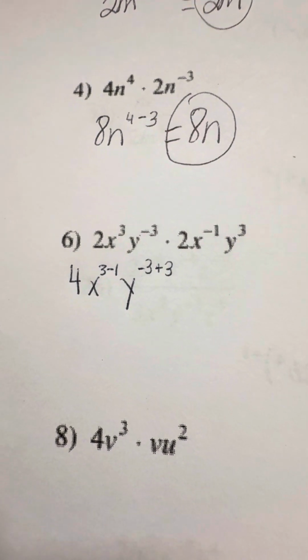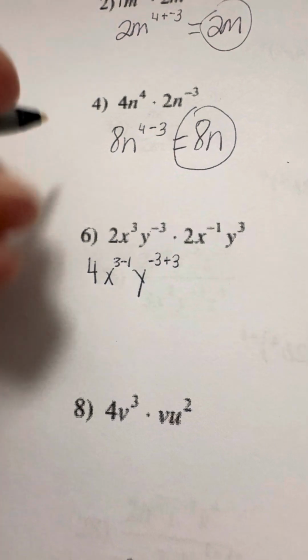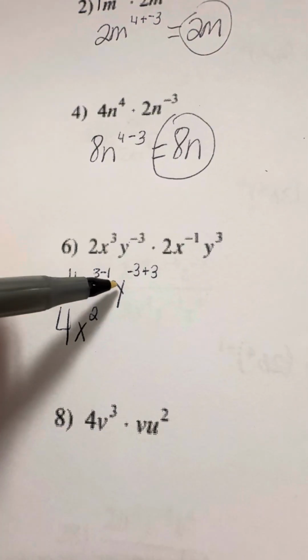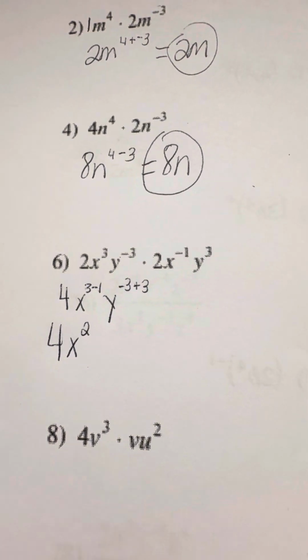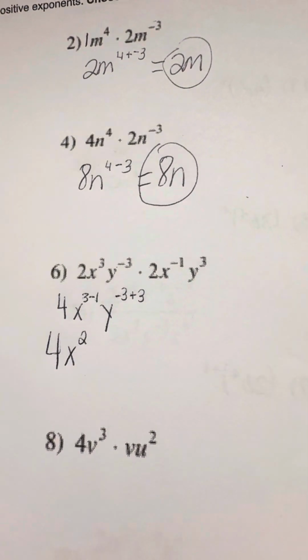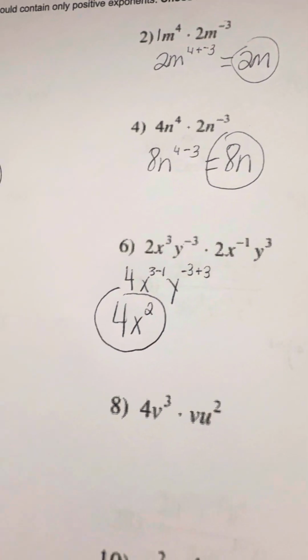Now we're going to finalize that, simplify it, and clean it all up. 3 minus 1 is 2. So that's going to be 4x to the 2nd power. And then these are going to actually cancel each other out, leaving me with 0. And anything to the 0 power is 1. So we just would not have a y there. So we're left with just this.